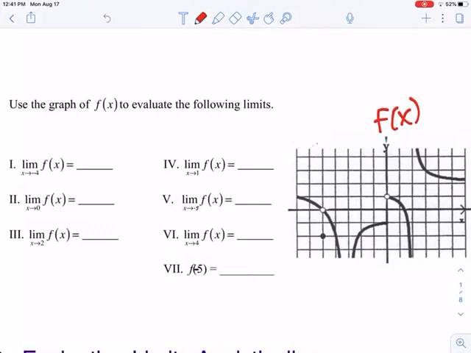If you need a little bit more time, go ahead and pause. But let's go ahead and go through these answers. So the limit as x approaches -4 of f of x: 1, 2, 3, 1, 2, 3. So here is -4, and it looks like we have a function value right here. So this answer would be -2.